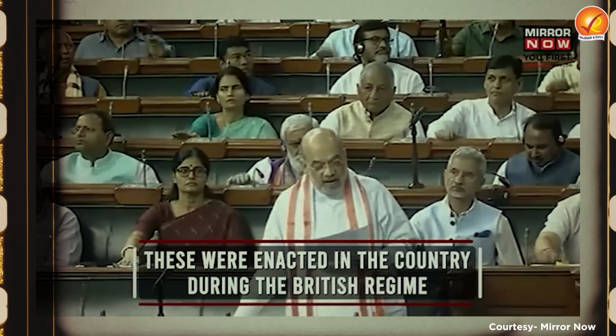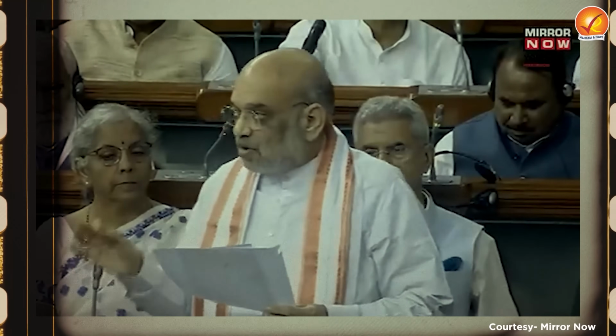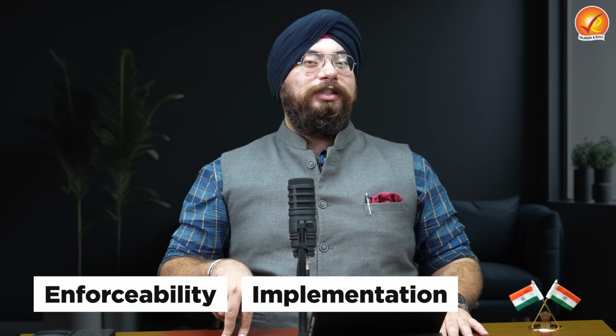But that does not mean that everything is good with these laws and everyone is very happy with these laws. Definitely, there are certain challenges and concerns which people from different quarters, whether legal jurists, advocates, professors or other stakeholders, have pointed out in the enforceability and implementation of these three criminal laws. So let us try to understand the challenges one by one, and eventually we shall know the way forward.